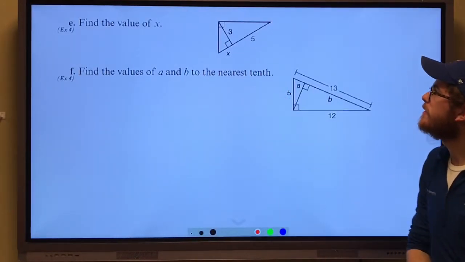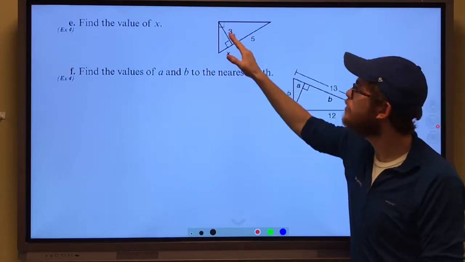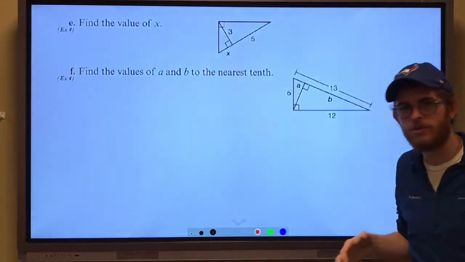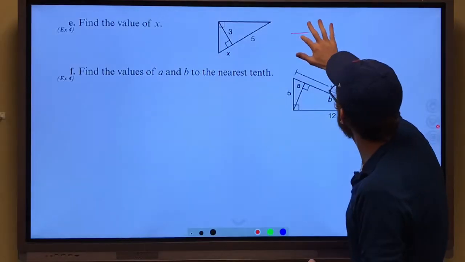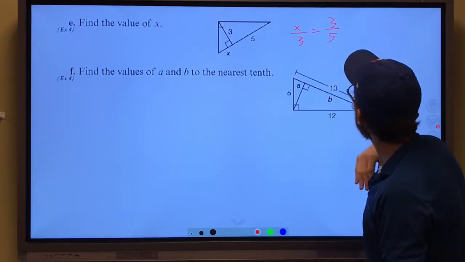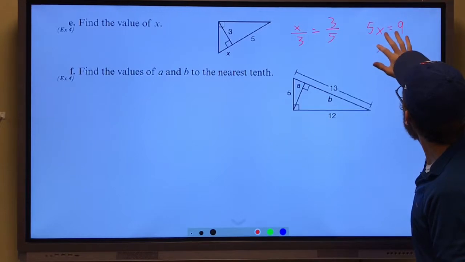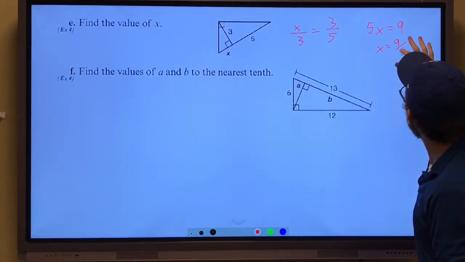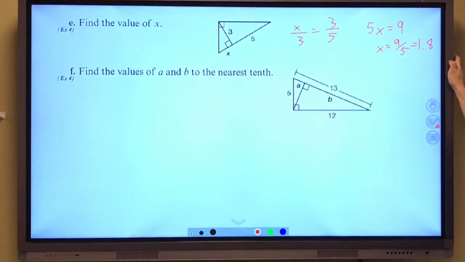Let's look at E right here. We want to find the value of X. We're given the altitude this time, and we know the altitude is the geometric mean of the two segments of the hypotenuse. So 3 is the geometric mean between X and 5. So 5X equals 9. X would have to be 9/5. We just did something like that. 9/5 we know is 1.8.